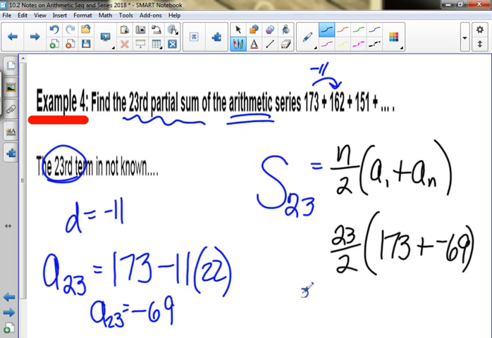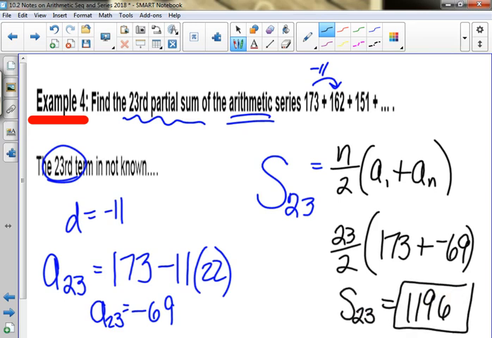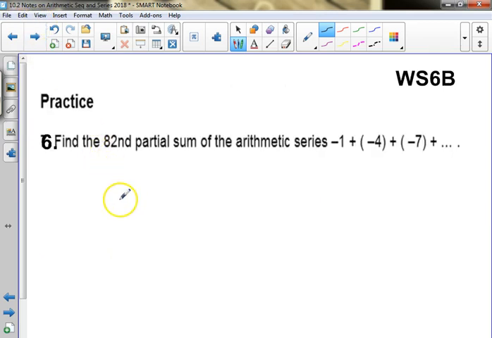173 minus 69 times 23 over 2. 1196, anybody? Okay, so that's called the 23rd partial sum, or just the sum of the first 23 terms of that sequence. Pretty easy? All right, so find the 82nd. Can you try this one on your own?